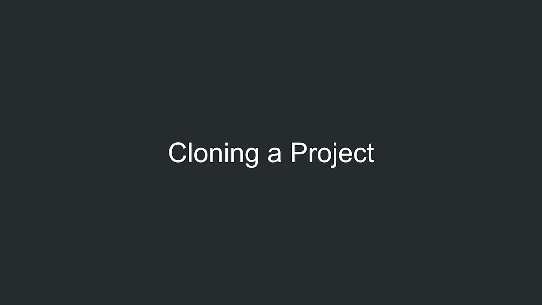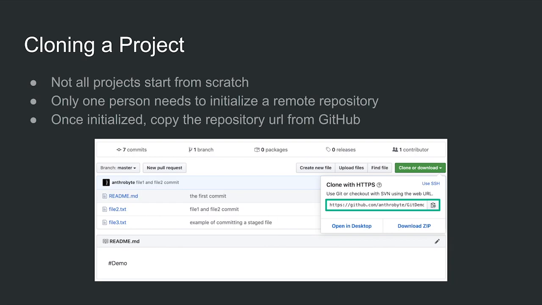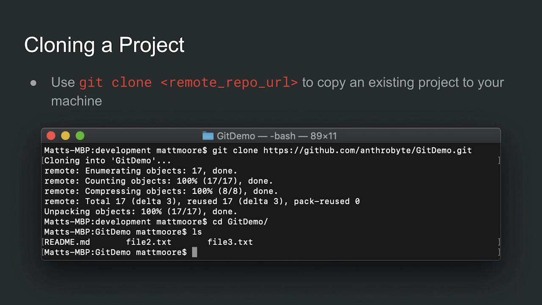So we're getting pretty close to the end, but one thing I definitely want to talk about is cloning a project. Not all projects need to start from scratch like we've been doing. Only one person really needs to initialize a remote repository on GitHub when you're working on a team. So once that project's been initialized, just copy the repository URL from GitHub and use git clone with the repository URL to copy the existing project on GitHub to your machine.